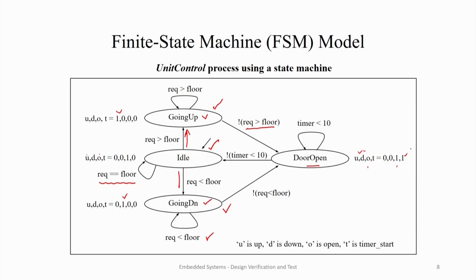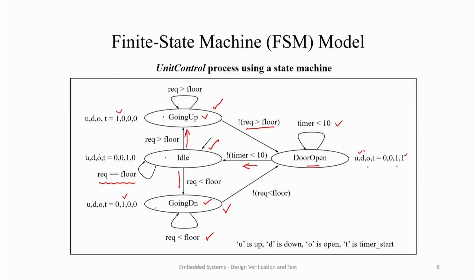The timer was 0 in all these 3 states: going up, idle and going down. Now, you set the timer and you move into this self loop until the timer is less than 10. So, the door should remain open for at least 10 seconds before it takes fresh requests. It will remain in this state, and then when the timer becomes equal to 10, which means the timer is not less than 10 anymore, it goes back to the idle state.